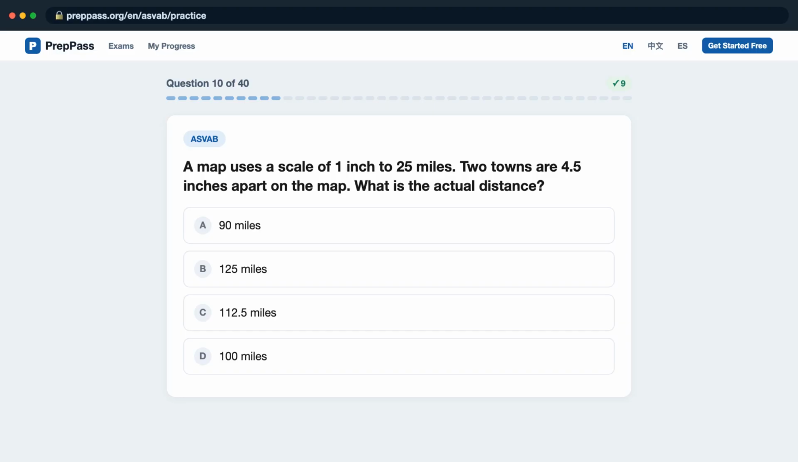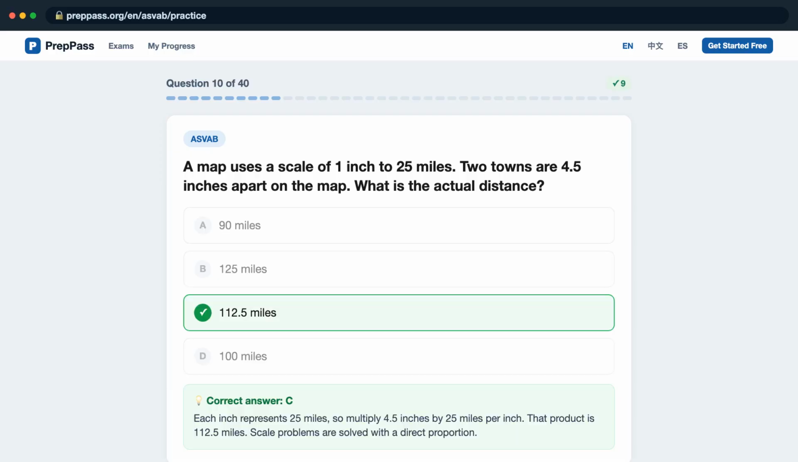Question 10. A map uses a scale of 1 inch to 25 miles. Two towns are 4.5 inches apart on the map. What is the actual distance? Is it A, 90 miles? B, 125 miles? C, 112.5 miles? D, 100 miles? The correct answer is C.